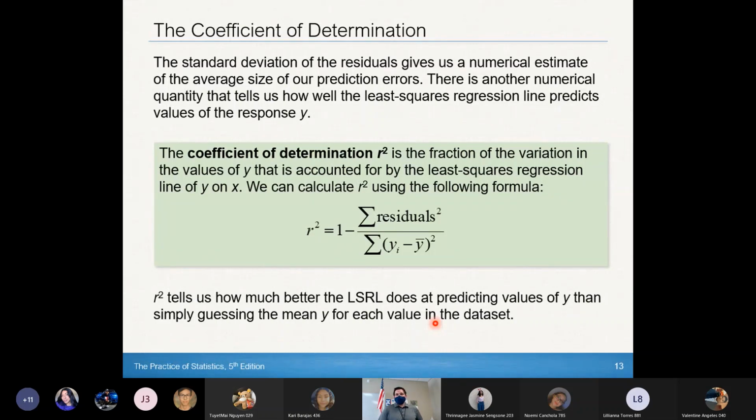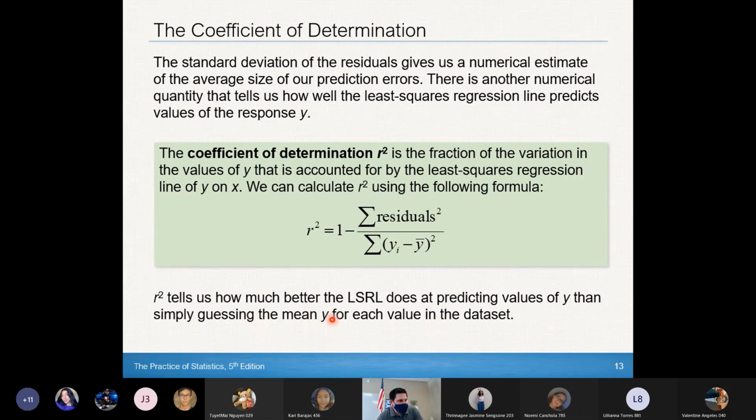And again, r squared was already an output on our calculator. I do not recommend trying to do it by hand, because again, this is 1 minus the sum of the residuals squared divided by the sum of the, basically, the variances squared. The sum of the variance, basically, ish. Right? It's a mess. You don't want to try to do this by hand.